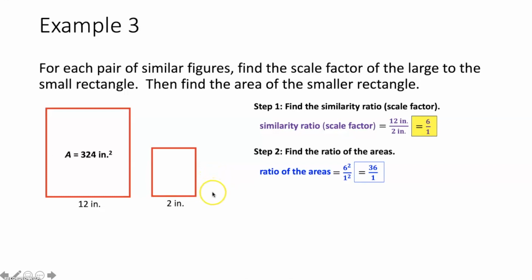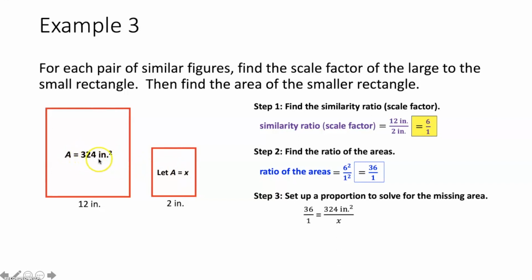Well, what I can do now is I can actually set up a proportion in order to solve for this missing area. So I'm going to give this missing area a variable. I'm going to call it x. So in order to solve for x, the area of our small rectangle, we're going to set up a proportion. So it's going to have two fractions with an equal sign in the middle. On one side of the equal sign, our ratio or our fraction is going to be the ratio of the areas, 36 over 1. On the other side, then we're going to have a ratio or fraction with the corresponding actual areas here. So if we're going 36 over 1, meaning large to small, on the other side of the equal sign, we should have the actual area ratio, which would be large to small. So 324 inches squared over x, because we're trying to find the area of this smaller rectangle.